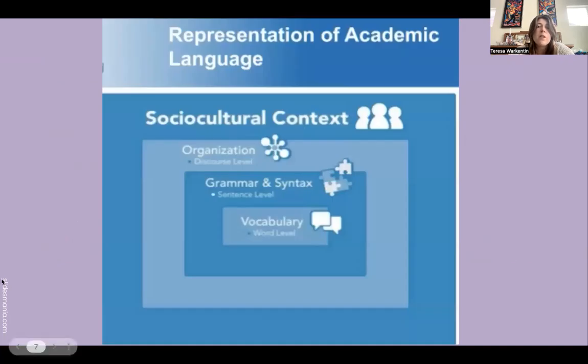Academic language happens within a sociocultural context. This diagram is similar to the one we saw in Module 2. It explains that everything we do with language happens as a part of communication in our society. And it's organized. This is what we call the discourse level. It's how we organize our language so we can communicate. At the next level down are the little puzzle pieces of the sentence, and that's what we call grammar and syntax. And then those words we put together in sentences are vocabulary. Academic language takes a part of all of this, from the word level, the sentence level, and the discourse level, to work in a sociocultural context.